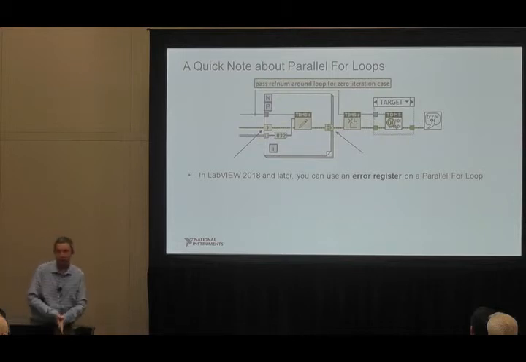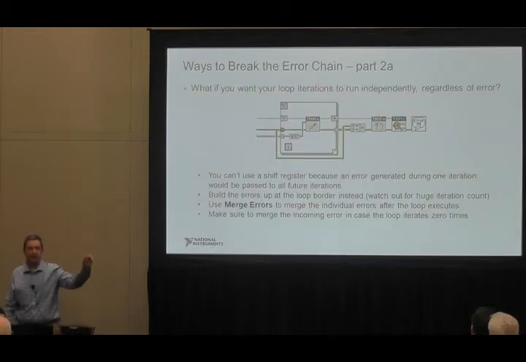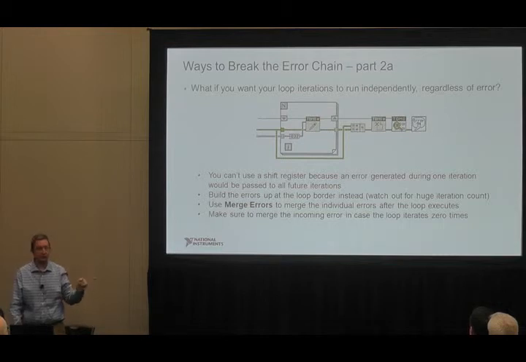All right, so here's another new feature in LabVIEW 2018. It's called an error register. So basically the feedback we got at NI is that people got tired of having to write code that looks like that for parallel for loops. That's not a parallel for loop, but pretend that it is. You can't have an error shift register on a parallel for loop. Your code will be broken. You have to build up errors on the tunnel.